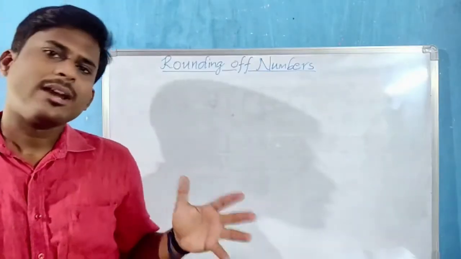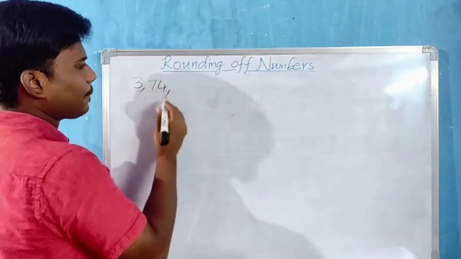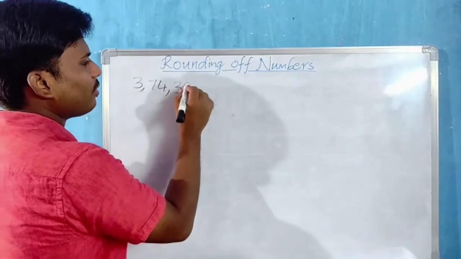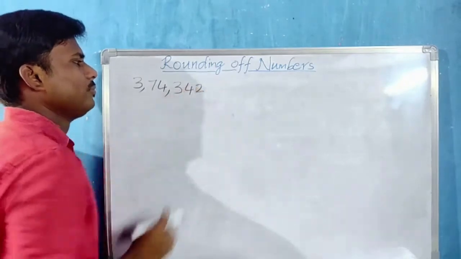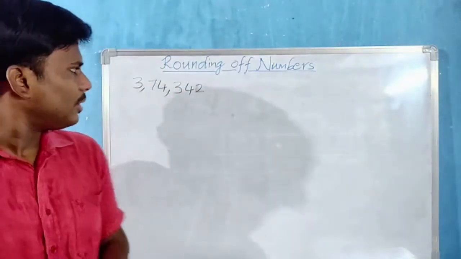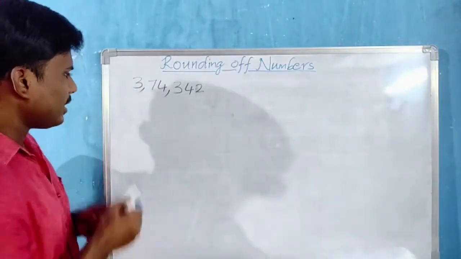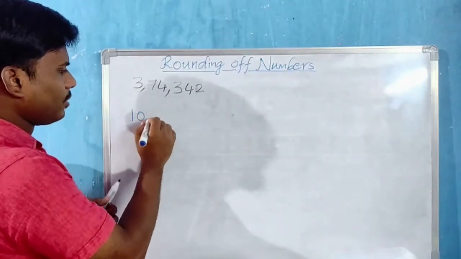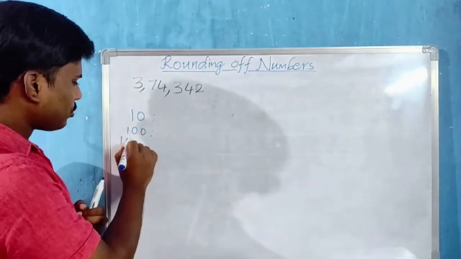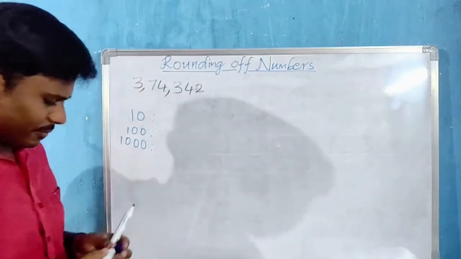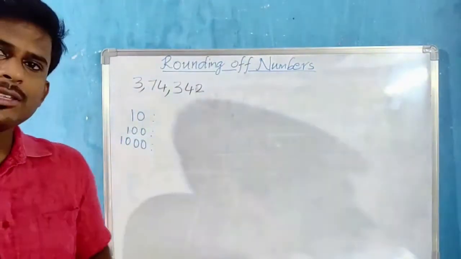First of all, let us take a random number like this. 3,74,342. Okay, I have taken a random number like this. So rounding off may be done to the nearest tens, okay, or nearest hundreds, or nearest thousands also. This rounding off is done to the nearest tens, hundreds and thousands.